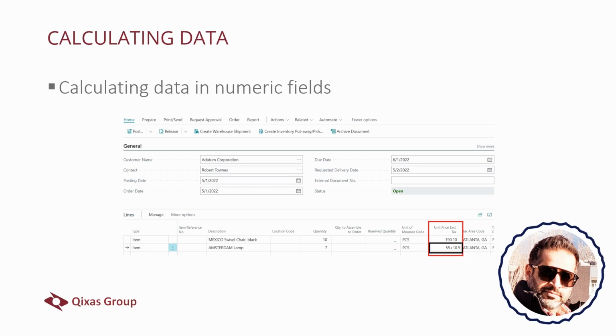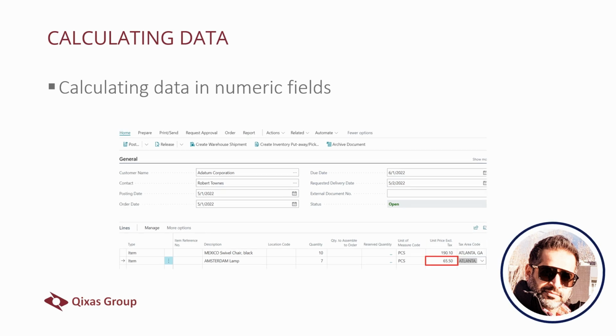For instance, in this image, you can see for line 2, I am adding 55 plus 10.5 straight into the field. Once I'm done and hit Tab, the formula kicks in and the value gets displayed in the field as shown in the slide. The value that we see now is 65.5. So it automatically calculated the formula that I entered in the field.